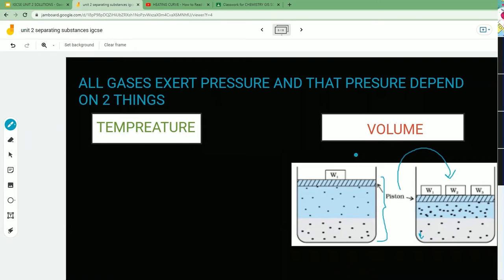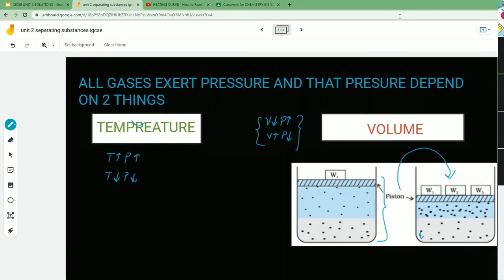Exactly. So is it clear that if volume is decreased, the pressure will increase? If volume is increased, pressure will decrease. Any confusions now? Excellent. Now for temperature, if temperature is increased, the pressure will increase. If temperature is decreased, the pressure will decrease.